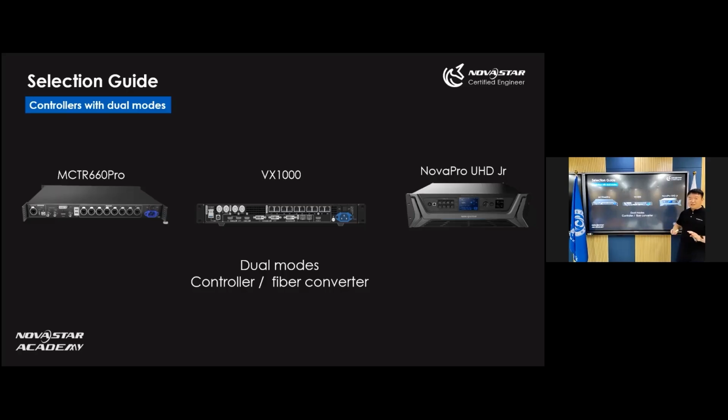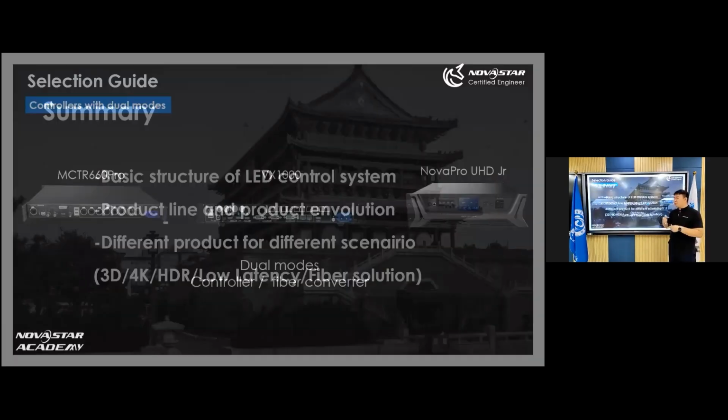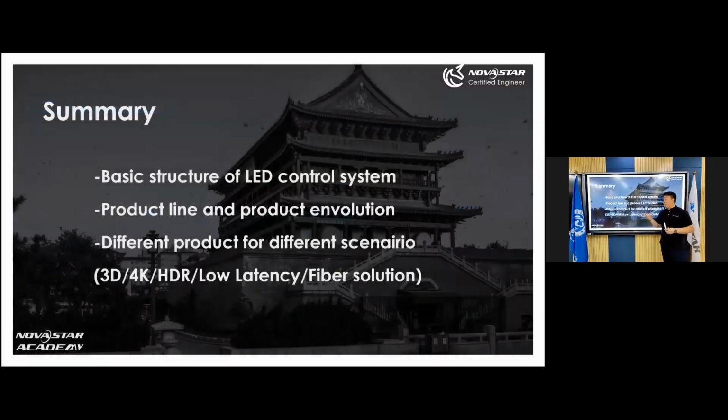Okay, basically this is all the content for today, and let's have a short summary. We just talked about the basic structure of the LED control system, and also we talked about the product line and the product evolution, and we checked the different products for different scenarios like 3D, 4K, HDR, low latency, and the fiber solutions.